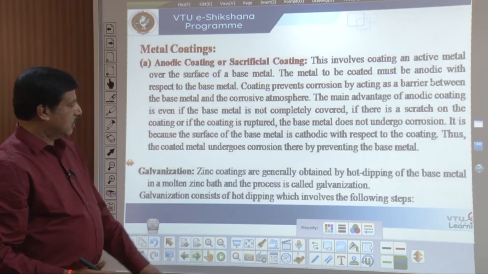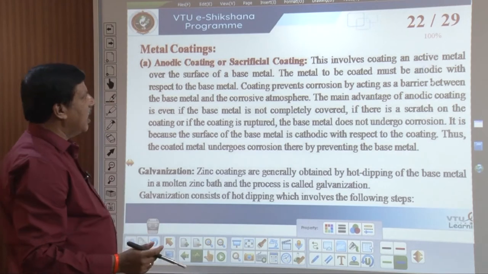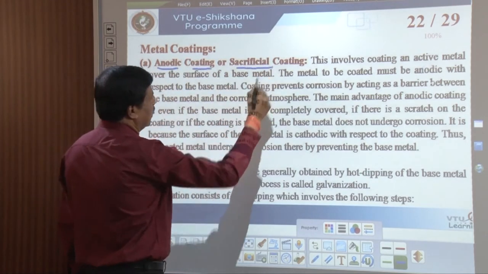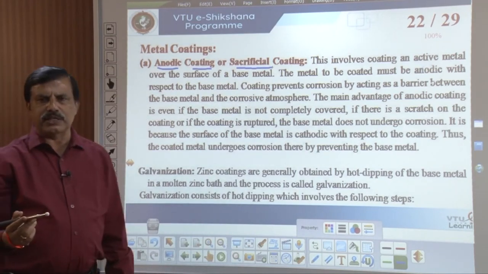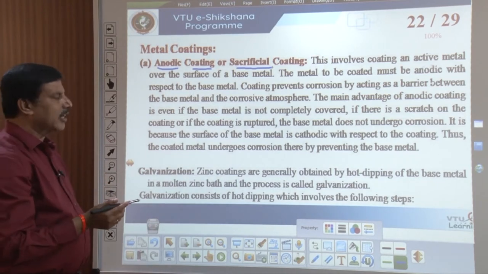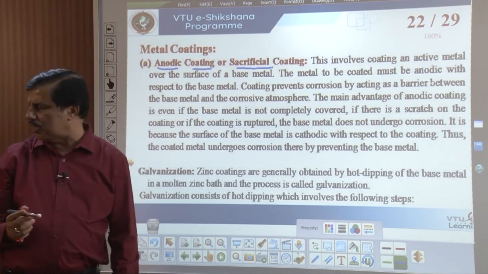So, next is metal coatings. Anodic coatings are sacrificial coatings. Anodic coatings, I told you somewhere, anodic method, cathodic method. The anodic method is this one, whereas the cathodic method is electroplating of nickel, chromium, copper, gold, silver, etc.